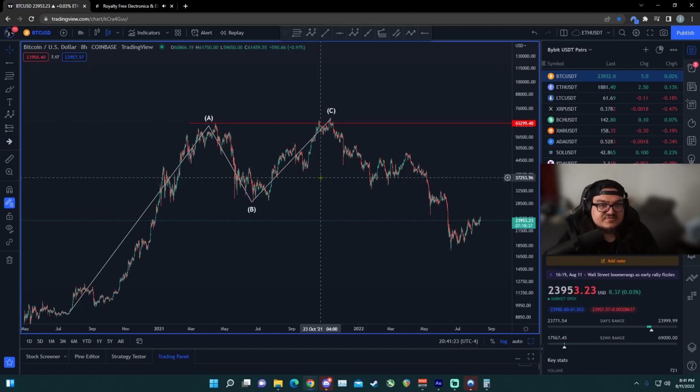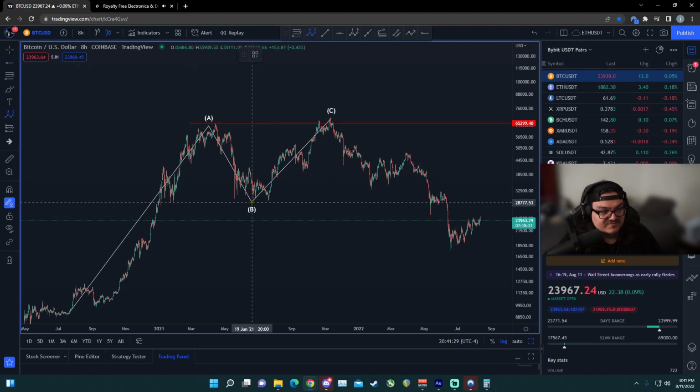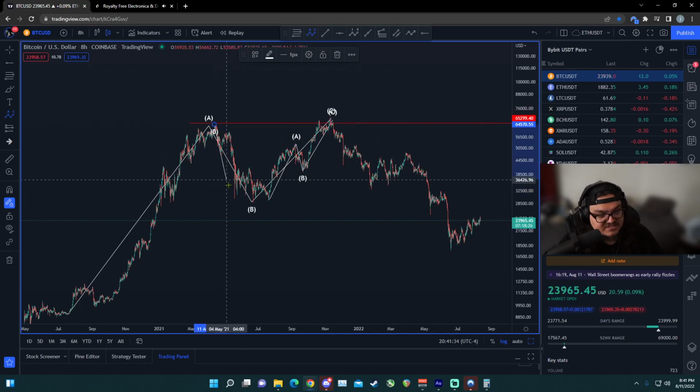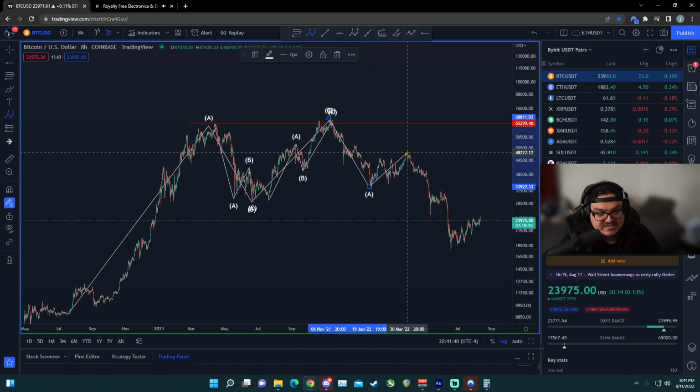And without diving too deep, ABCs on a bigger scale have ABCs within them. So for example, this was an A to a B to a C. This downtrend was an A to a B to a C. This bigger bear market is just a bigger A, B, C.